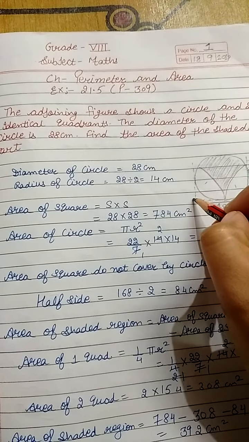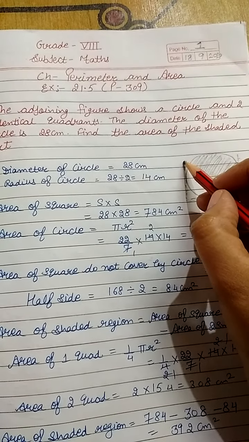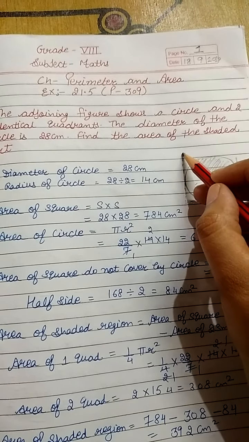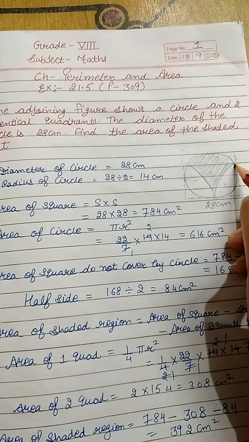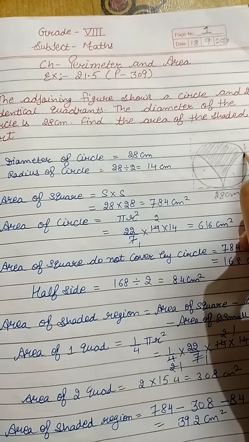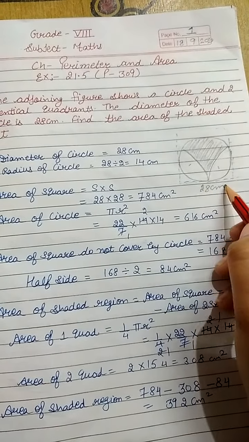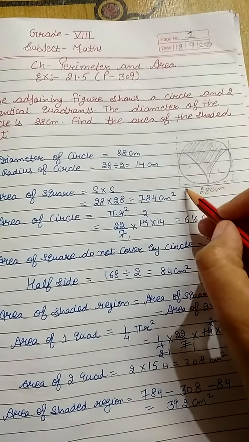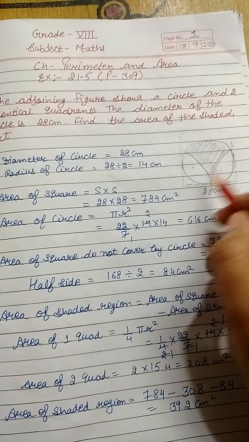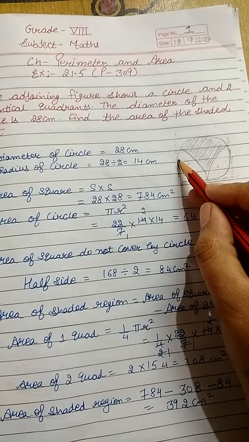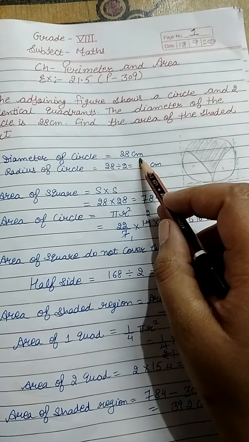Here you may see this figure is also representing a square form. If we construct it further, it will create the image of a square only. So first of all, see what the diameter of the circle is. The diameter of the circle is the length of the square; both are the same, 28 centimeters.